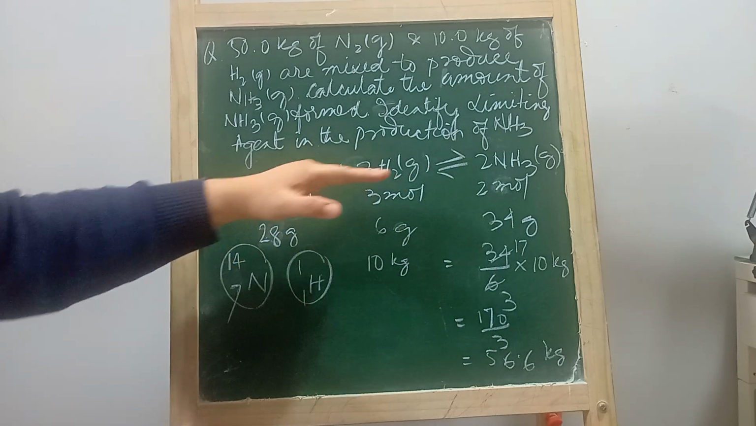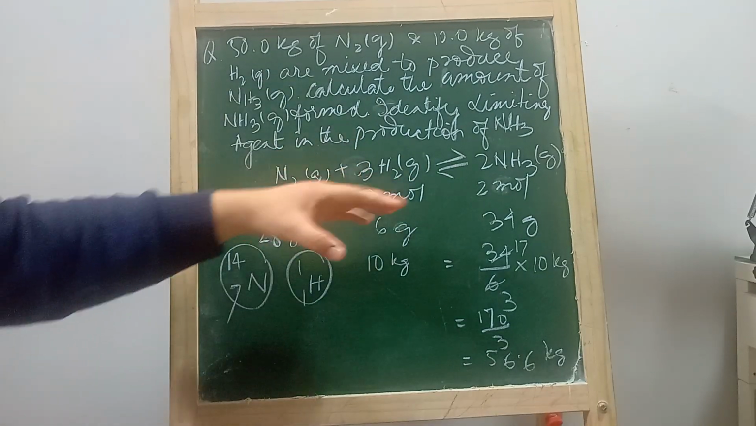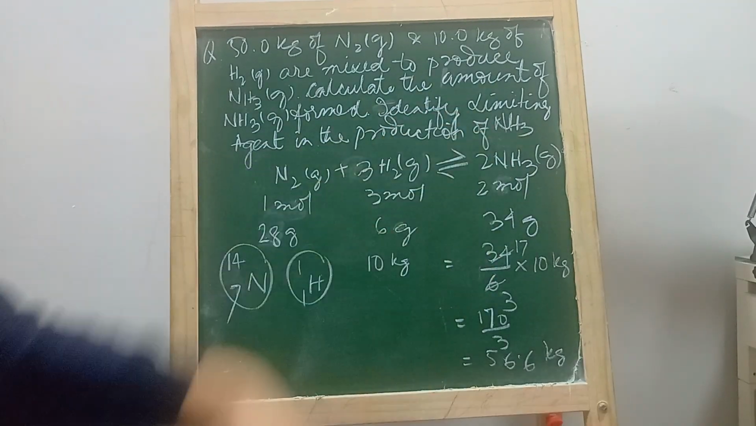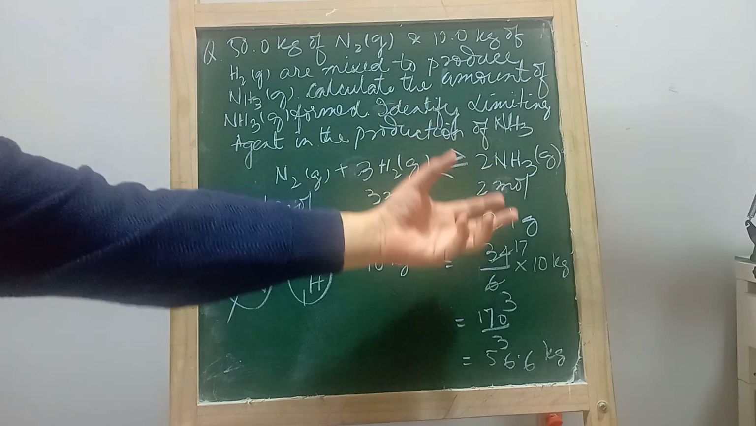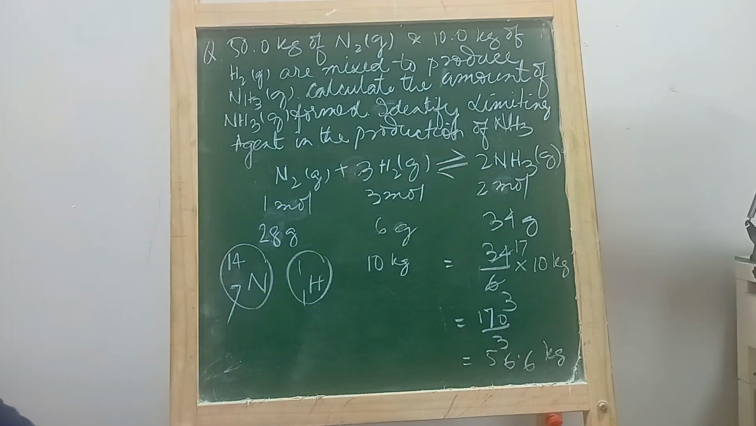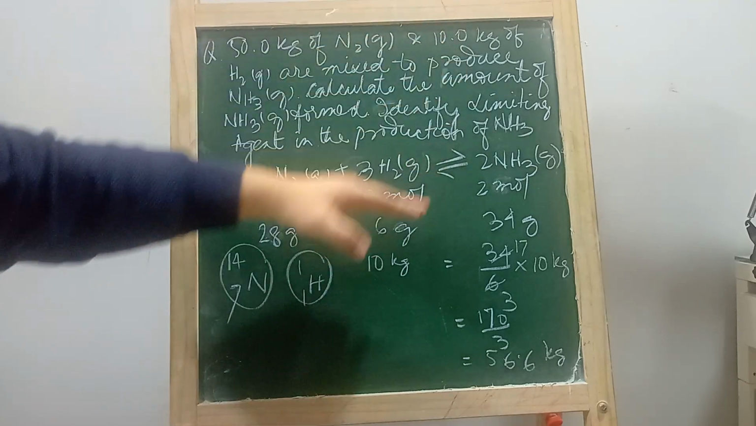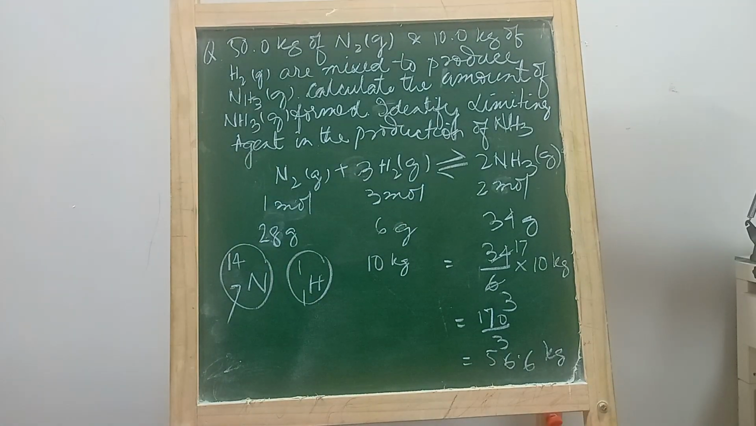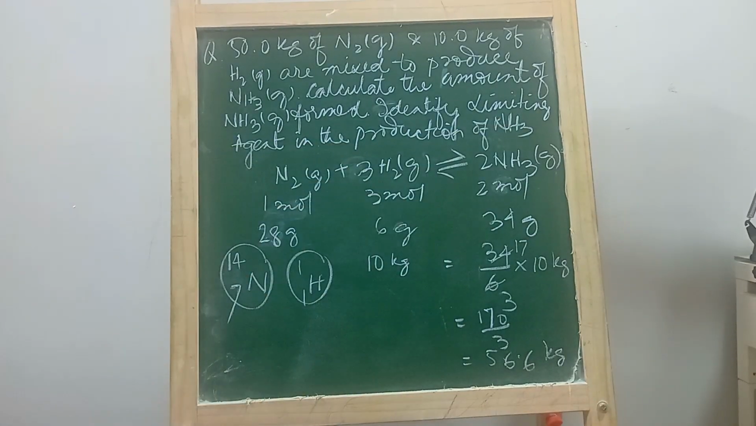Which of the following two reactants acts as a limiting agent and limits the formation of ammonia? You have to identify that, and you have to find out how much ammonia will be formed if you are supplied with 50 kg of nitrogen and 10.0 kg of hydrogen. Yes, so we write the chemical reaction. Nitrogen gas plus hydrogen gas gives ammonia.